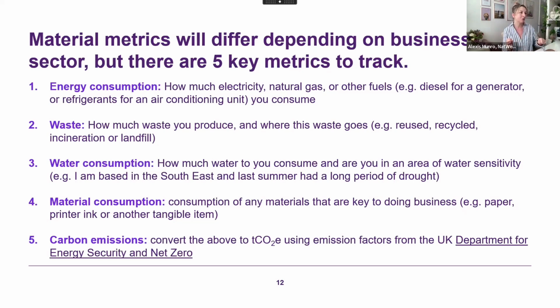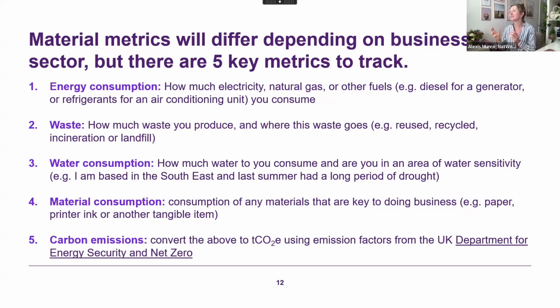The next piece is then on water, and again a duality to this metric. So it's can you reduce the amount of water that you consume as an operation? So do you have any rainwater harvesting as part of that building for any water that's not being drunk, so water that you can capture that can be used in bathrooms? Do you have low water flow taps to really help reduce that water consumption piece? But then equally, understanding where you are in terms of water sensitivity. So are you operating in an area that has low water availability?